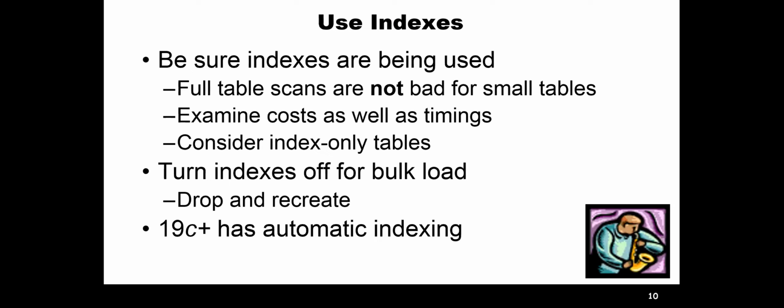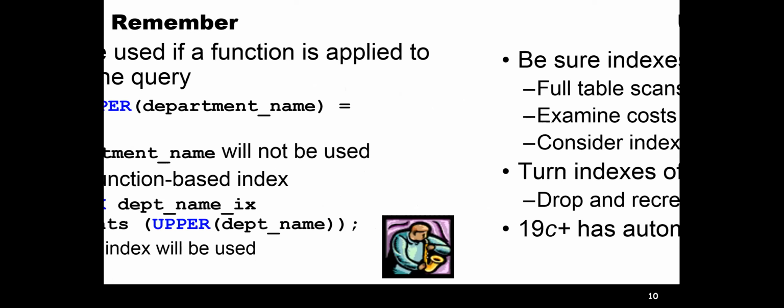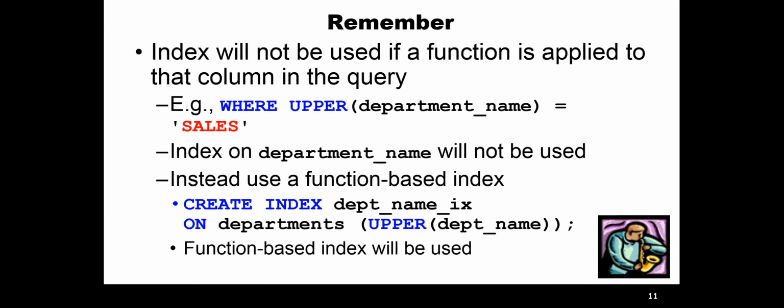Turning indexes off for bulk loads, dropping and recreating them, so you don't have the overhead of the indexes being loaded as you're doing inserts. 19c has automatic indexing. And remember that the index won't be used if a function is applied to the column. So for example, UPPER(department_name), that department name index won't be used, but you can have a function-based index where you define the index with that function, UPPER, and then the function-based index will be used.